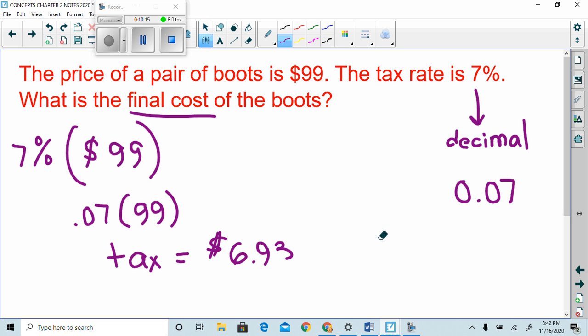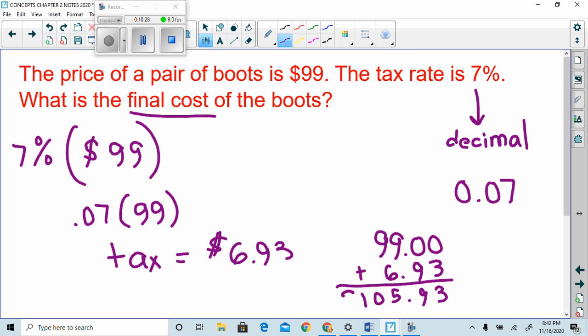What's my final cost? Well, that means I'm going to take my $99 and add the tax to that. So when you go to the register to pay, you're going to pay $105.93. So that's the form of tax.